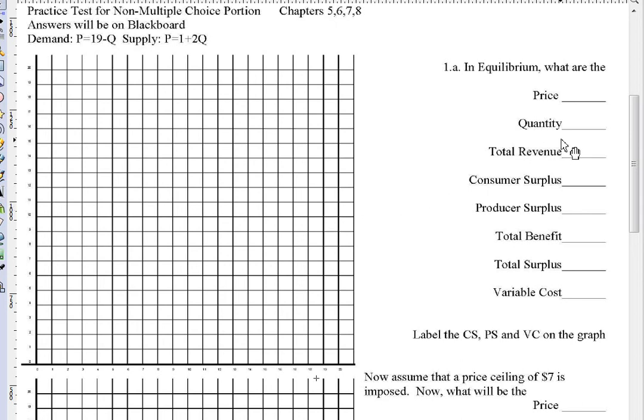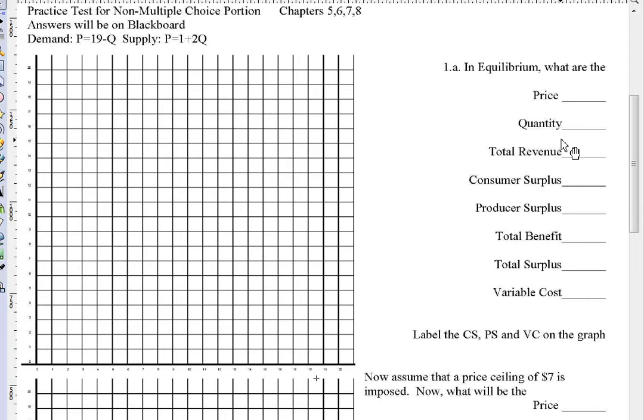Okay, let's go through the first side of this practice test. But keep in mind now that what you're going to have to do is not only do the drawings and do the calculations, I'm going to ask you to explain in words what some of these numbers mean. And so pay attention to the study guide that I gave you and practice thinking about and explaining these things.